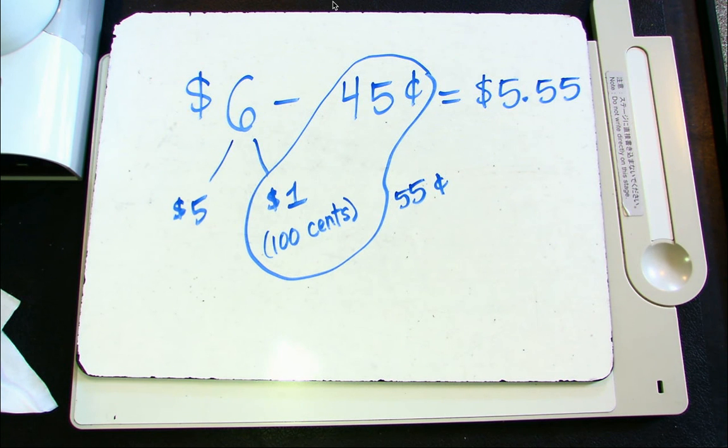And then your homework for today is page 81 in your workbook, and page 82 is optional.